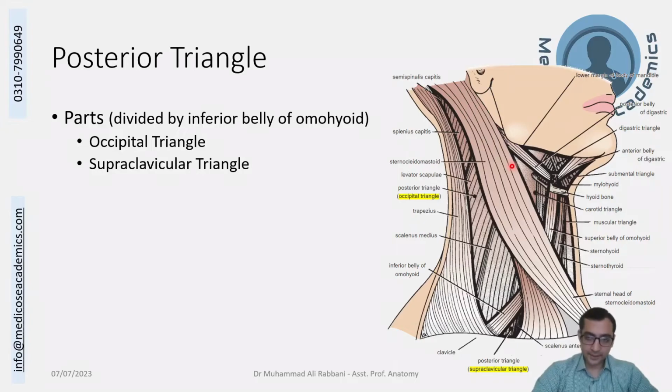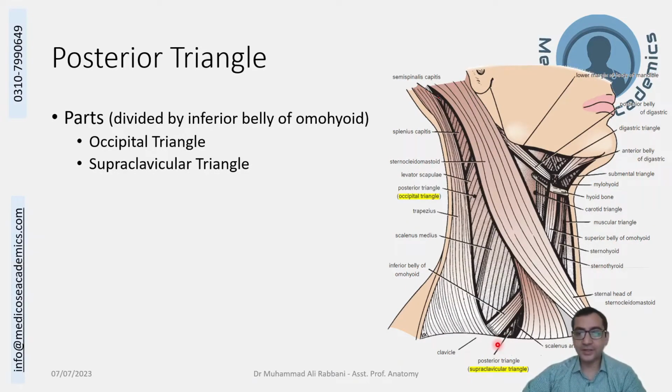Then there is the posterior triangle. The posterior triangle has two important questions. First, the boundaries. Overall, the posterior triangle has sternocleidomastoid anteriorly, trapezius posteriorly, and the clavicle inferiorly.